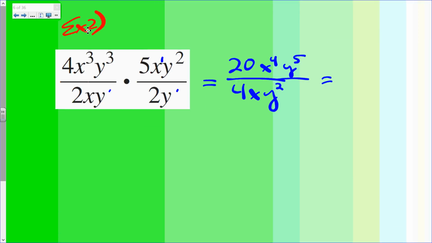Let's do this. What's 20 divided by 4? Thanks, Darren. 5. Division, same base, x and x. What do I do with those exponents? Subtract, so it'll be x to the 3rd. 5 minus 2. Y to the 3rd, all over 1, which is unnecessary. It's just going to be 5x to the 3rd, y to the 3rd.